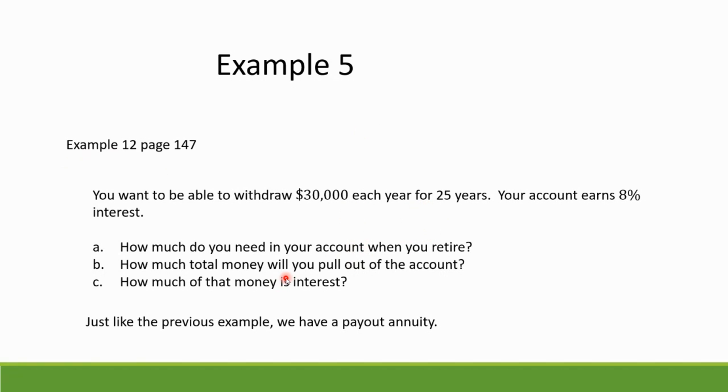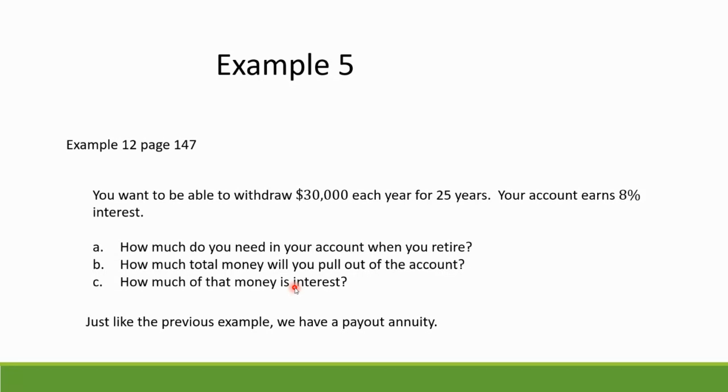If we pull out $30,000 a year for 25 years, well, how much money are we really in total pulling out of the account? And then what we want to know is, how much of the money from the account comes from interest? That's really what part C is asking. How much of that money comes from interest?